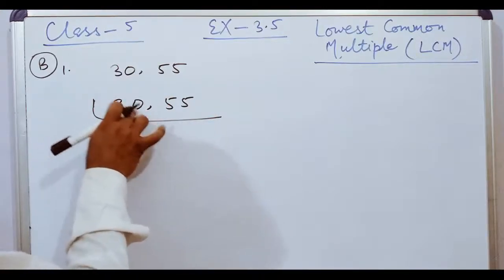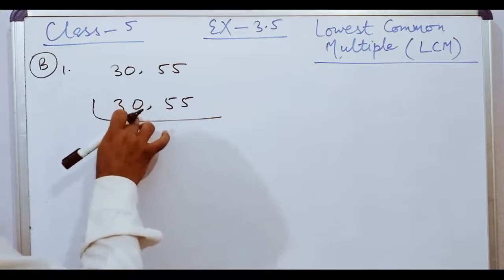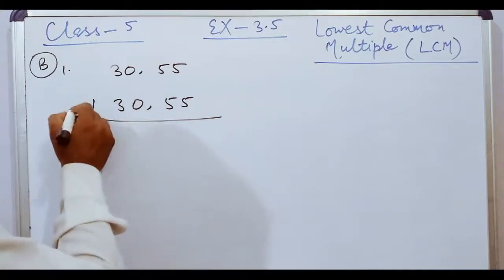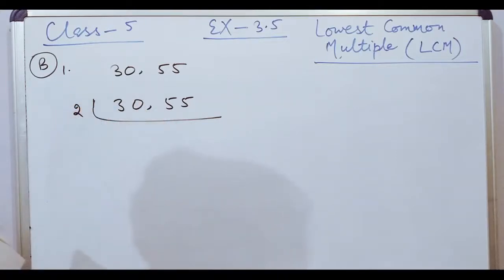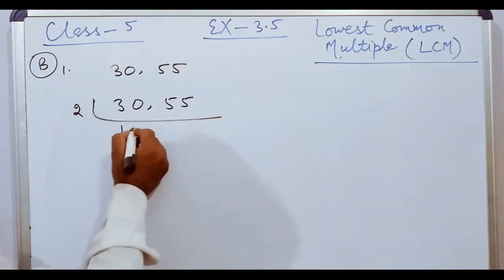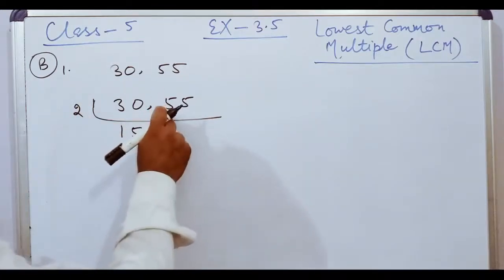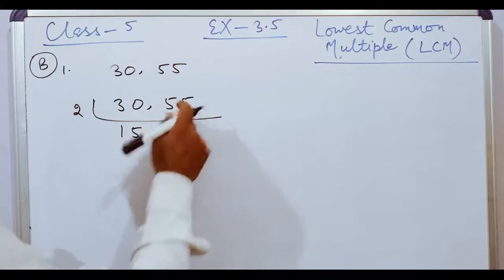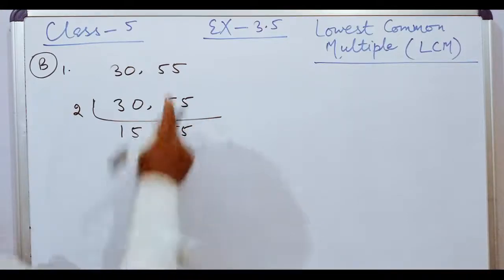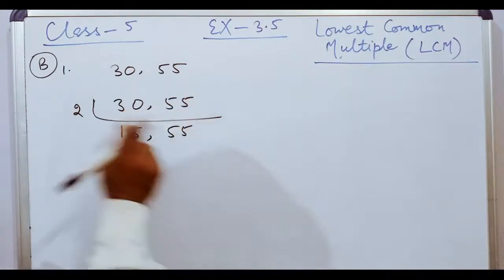Once it is 0, so it is divisible by 2. First we divide by the smallest number. 2 1s are 2, 2 5s are 10. And 55 is an odd number, it is not divisible by 2, so we will write it the same.